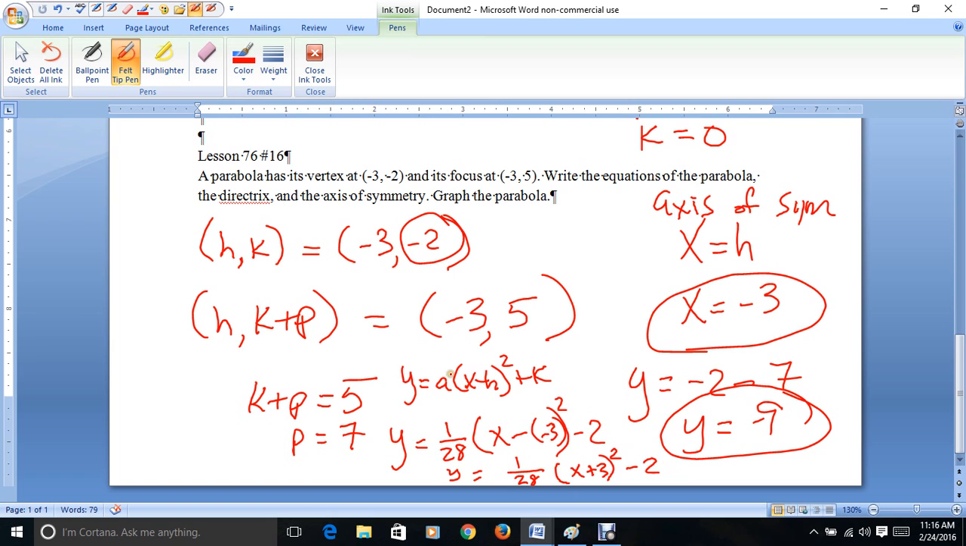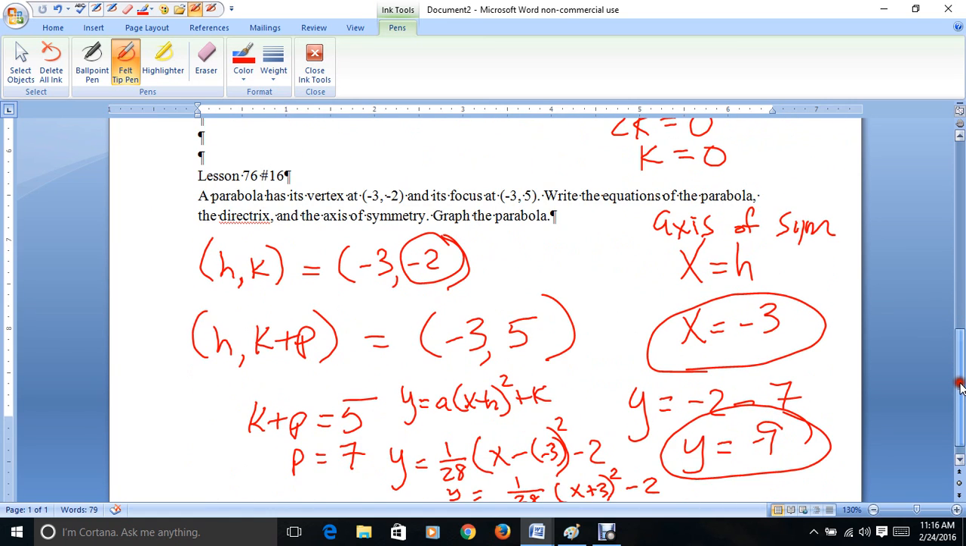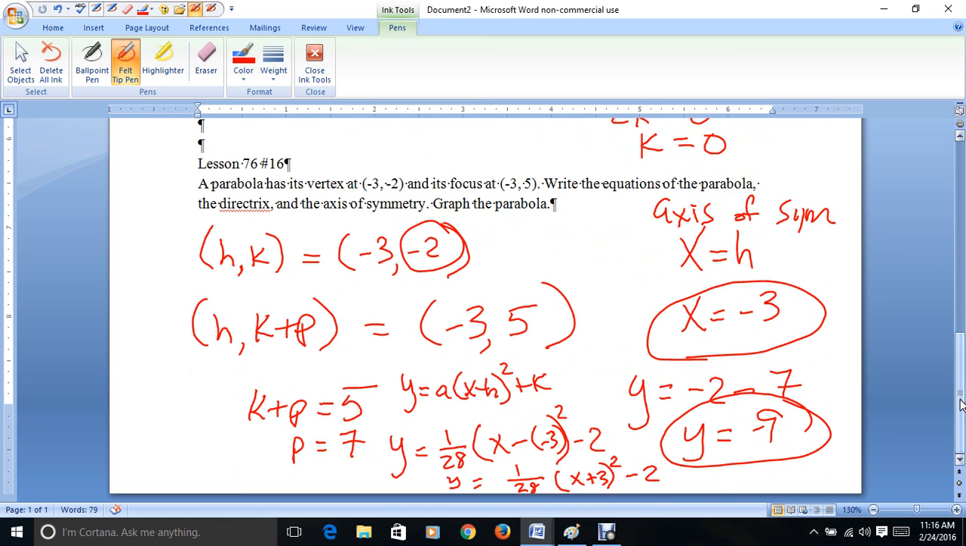So that should all work out. You just have to know what each thing represents, the h, the k, the p, all those things, to figure all that stuff out.